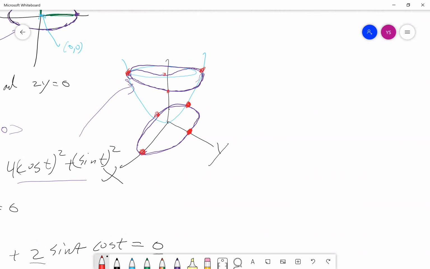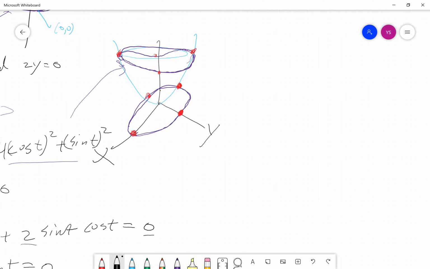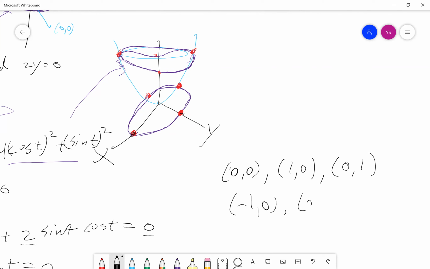So now we have a list of all our critical points. We have the point 0, 0, we have this point over here, which is going to be the point 1, 0, this point, which is going to be the point 0, 1, the point -1, 0, and the point 0, -1. These are all our critical points.